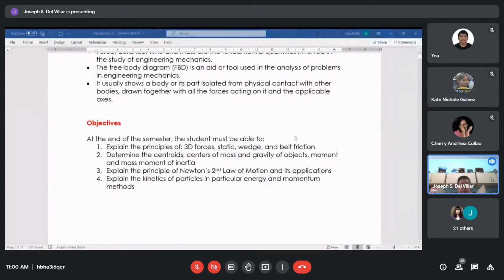Okay, so we have the objectives. At the end of the semester, the student must be able to explain the principles of three-dimensional forces, static wedge and belt friction, and determine the centroid, centers of mass, centers of gravity of objects, moment and mass moment of inertia. Okay, so just those two, no? Because items 3 and 4 pertain to dynamics.